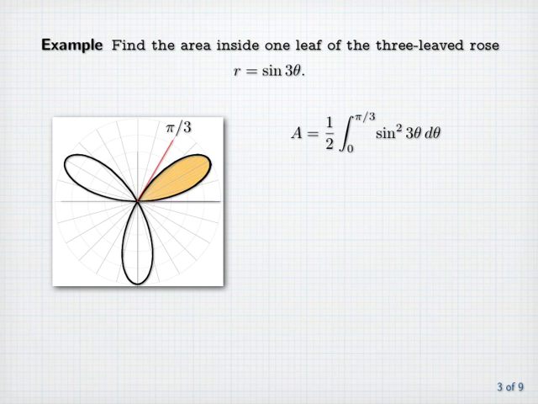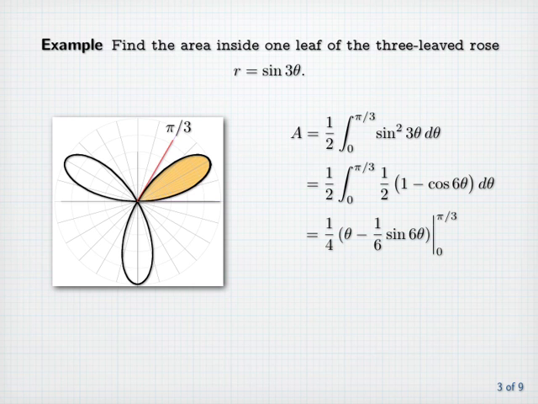Now let's rewrite sine squared 3 theta as 1/2 of 1 minus cosine 6 theta, and then antidifferentiate, obtaining 1/4 of theta minus 1/6 sine of 6 theta, which we evaluate between 0 and pi over 3. At pi over 3, sine of 6 theta equals sine of 2 pi, which is 0. So the value of the antiderivative at pi over 3 is 1/4 times pi over 3 minus 0. The value at 0 is 0, so we have pi over 12 as the area of the region.